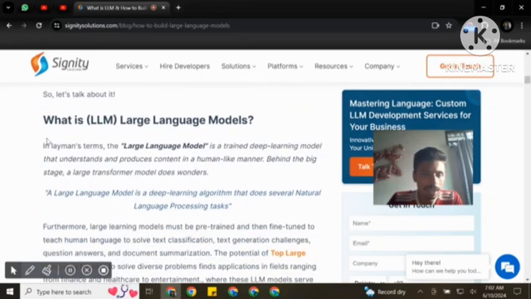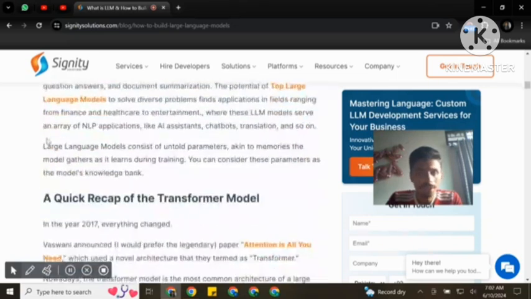So, what is an LLM? Large language models. In layman's terms, a large language model is a trained deep learning model that understands and produces content in a human-like manner. Behind the big stage, a large transformer model does wonders. A large language model is a deep learning algorithm that does several natural language processing tasks.